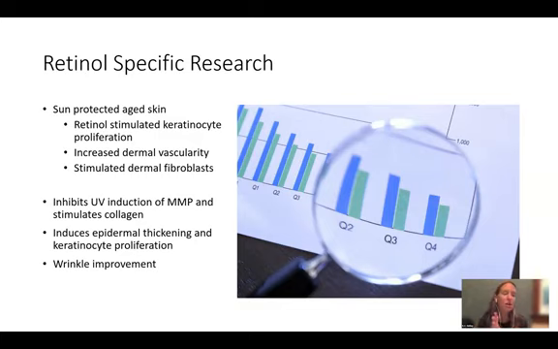Research on retinol also has shown that it can inhibit that UV induction of MMPs and stimulate collagen, much like we talked about before for the overall classification. It can induce that dermal thickening and the keratinocyte proliferation, and it can improve the appearance of wrinkles or decrease the appearance of wrinkles. So this is research that is very specific to just retinol in the OL form.